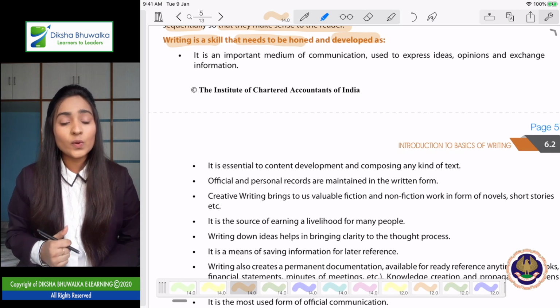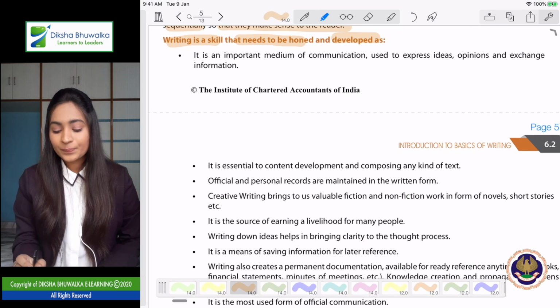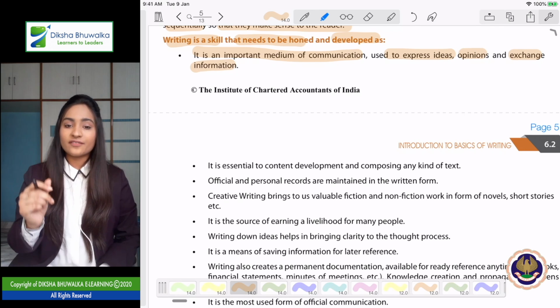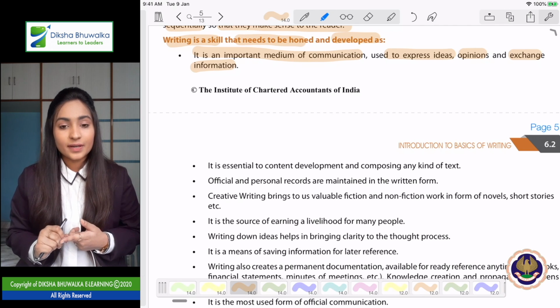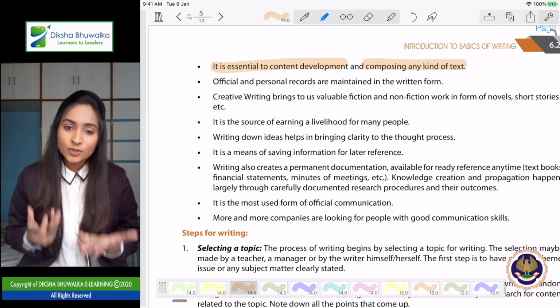Now, what do you mean by honed? Honed means to be perfected, to excel in that. It is an important medium of communication used to express ideas, opinions and exchange information. We know that very well. Letters, circulars, notices, all are handwritten. It is essential to content development and composing any kind of text. For that, you need to write well.